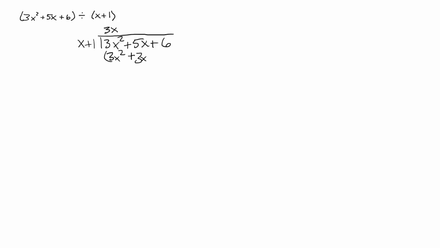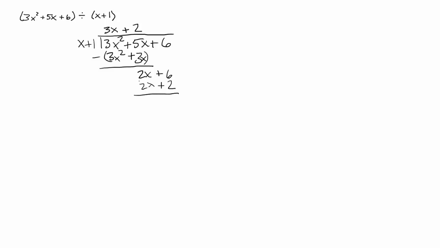And now I'm going to subtract down. So I have 3x squared minus 3x squared is 0. 5x minus 3x is 2x. And I'm going to carry down my 6. And now, what times x gives me 2x? 2. So plus 2. 2 times x is 2x. And 2 times 1 is 2.